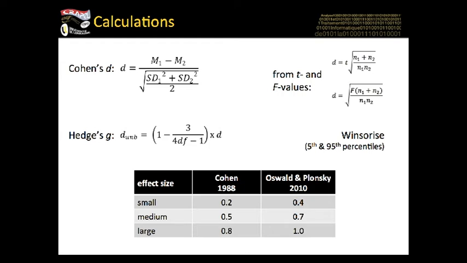Oswald and Plonsky in the field of applied linguistics said that when they looked at lots of meta-analyses in our field, we need to be a bit more conservative, perhaps because people are a bit fast and loose in applied linguistics or there's greater publication bias. They recommended that 0.4 would be considered small, 0.7 medium, and 1 large. So doing a meta-analysis in my field, or any field you choose, if we get 0.5, 0.7, we're quite happy. If we get 0.8 or 1, we're very happy.